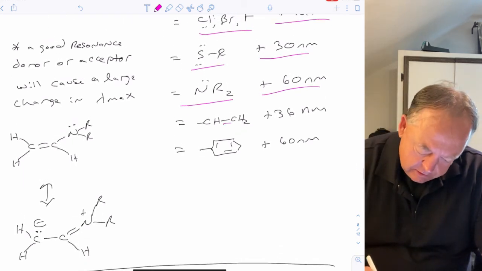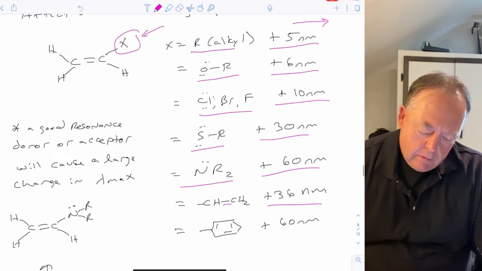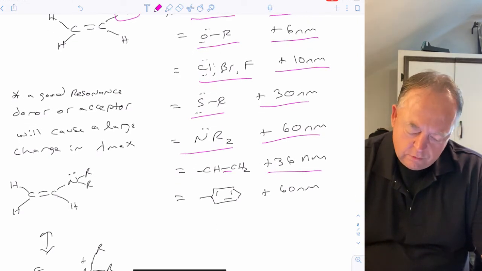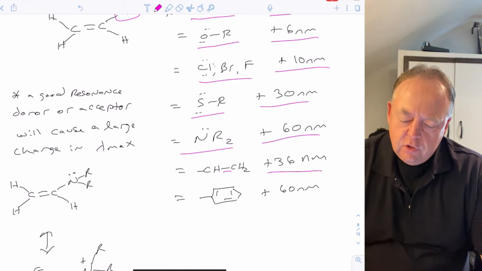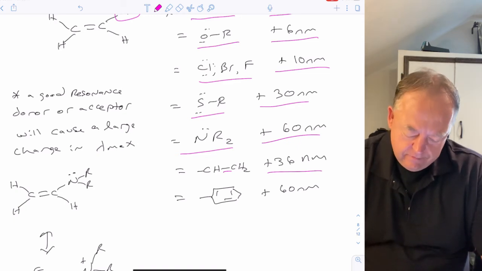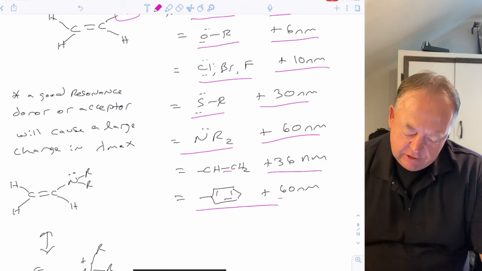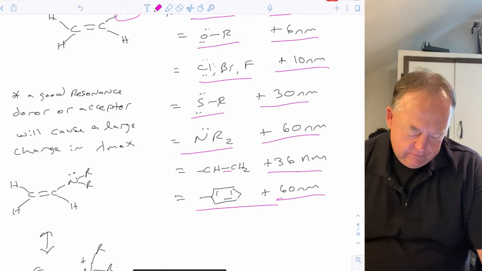So for alkenes, if you put another double bond in conjugation, that shifts where it absorbs by about 36 nanometers to a longer wavelength. Or if you put it in conjugation with an aromatic ring, it shifts by about 60 nanometers.